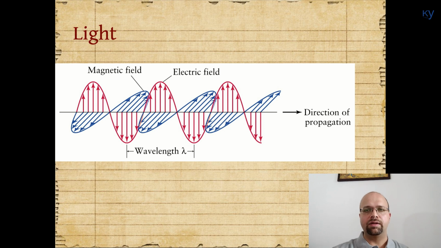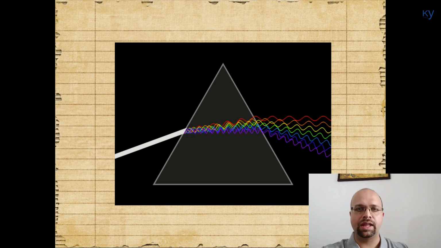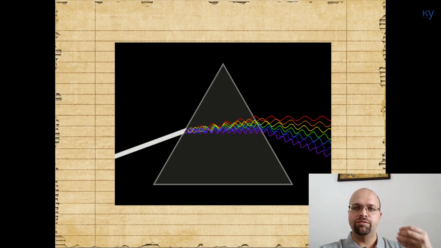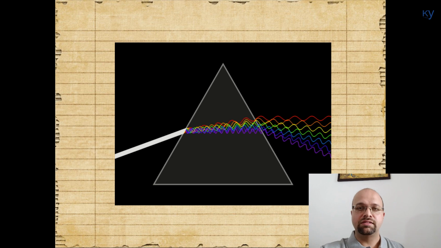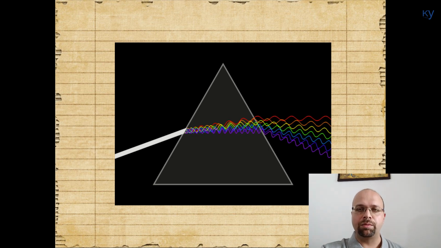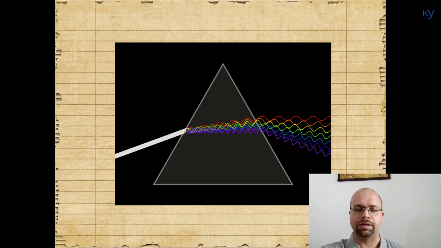Our traditional light that we see every day, largely sunlight, is a mixture of many wavelengths of light. When you pass it through a prism, the prism splits the light into multiple wavelengths. The red is the longest wavelength of visible light, and the purple or violet is the shortest wavelength of visible light, and all the colors are in between.